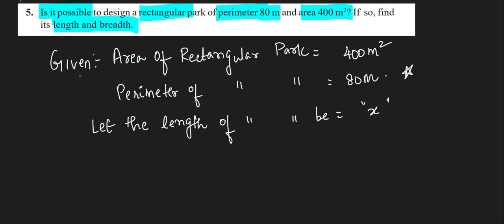Now let's first write what is given. The area of the rectangular park is 400 meters square and the perimeter of the park is 80 meters. Let's take the length of the park as x. Now we are going to write the breadth in terms of x, and for that we'll use the perimeter. It is given that the perimeter of the rectangular park is 80. What is the perimeter of a rectangle? The formula is 2 into L plus B. So 2 into L plus B is equal to 80.